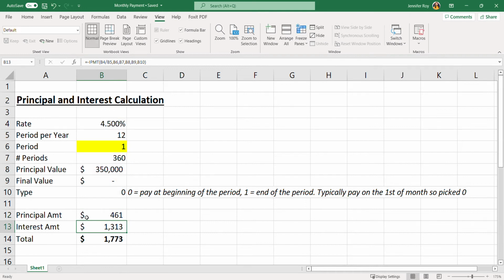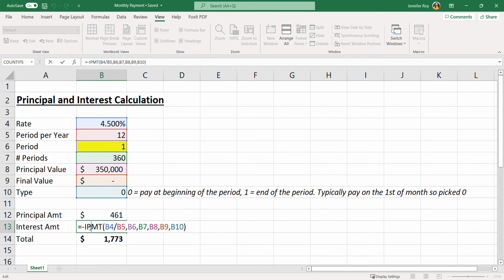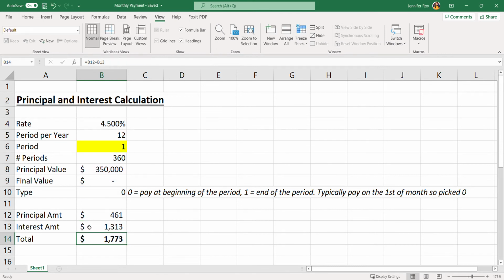That is your principal amount. Interest amount: if you look in the field here, all you do is change that first P to an I. You're grabbing all the same data in the same order, and you get the interest piece. So you add these two together, and we have our principal and interest for a particular month. I'm going to go back to this yellow field.